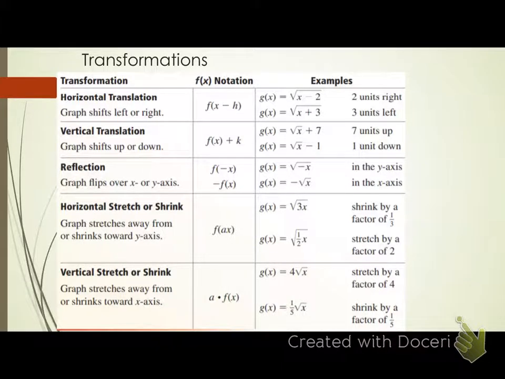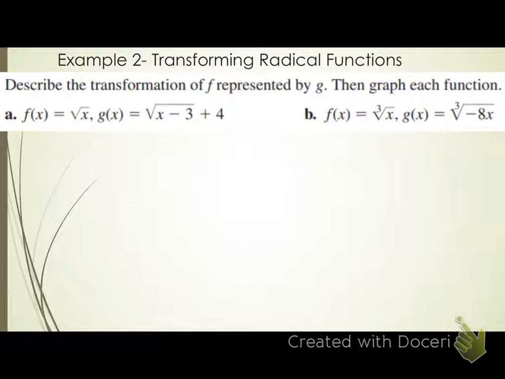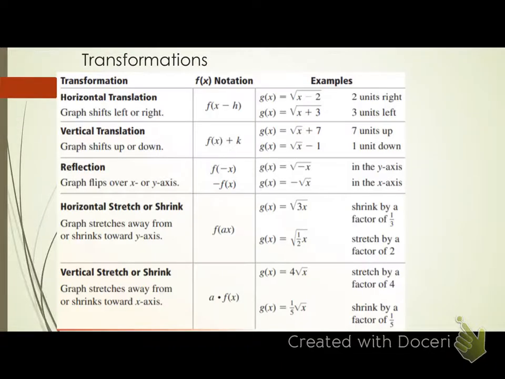And then I have that plus 4 outside of the radical. So like we said, it's a vertical translation, 4 units up. If it's outside grouping symbols or a radical, we follow what the sign tells us to do. So since it's plus 4, we're going 4 units up.